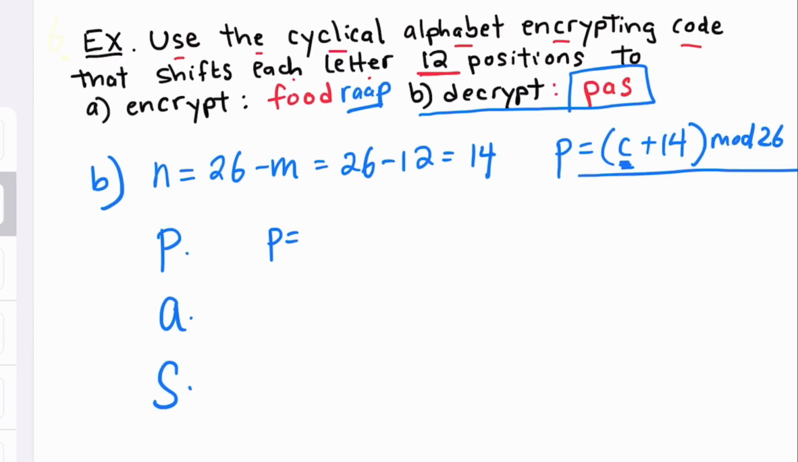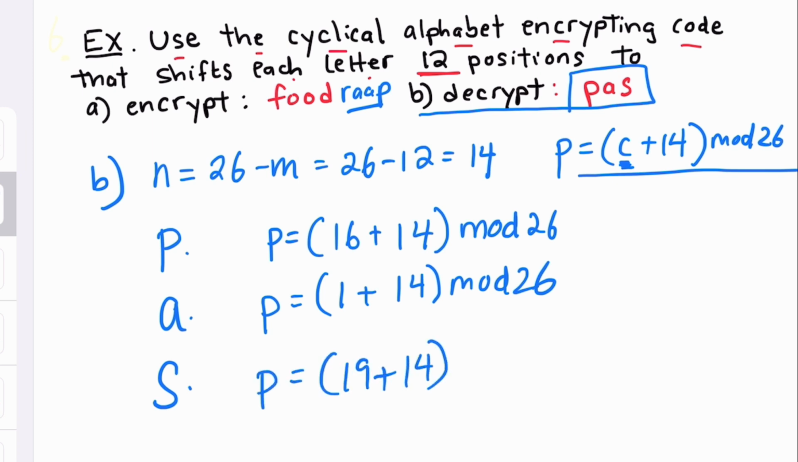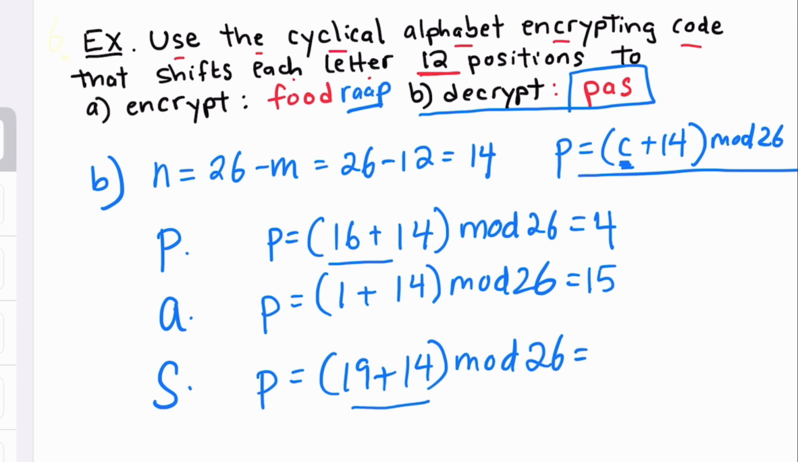So we said in this case, C is 16, and we're going to be adding 14, mod 26. And in this case the plain text will be given by C, which we said was 1 for A, plus 14 mod 26, and then we have 19 plus 14 mod 26. So what is the remainder when I divide 30 by 26? It's 4. The remainder when I divide 15 by 26 is just 15, and here we have 33, and the remainder is 7.